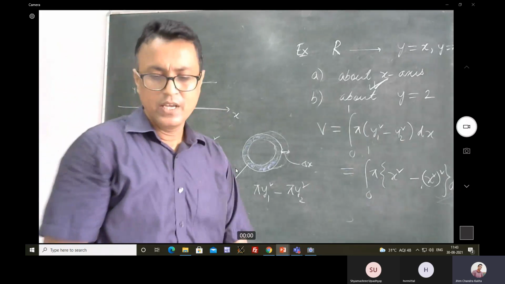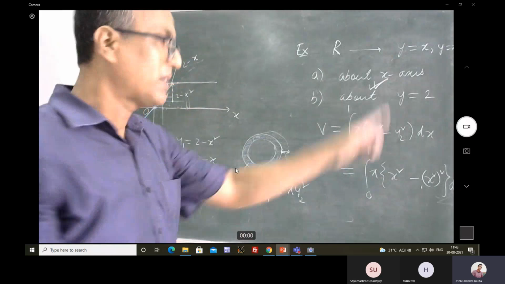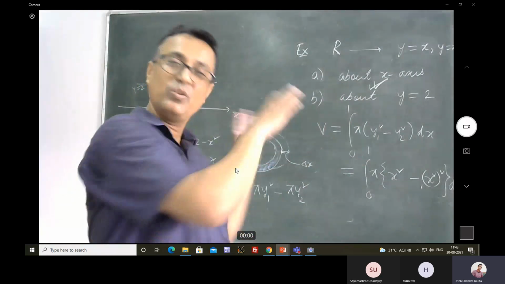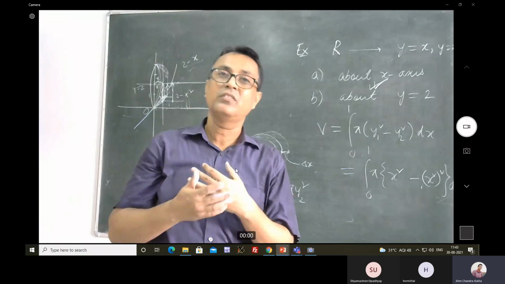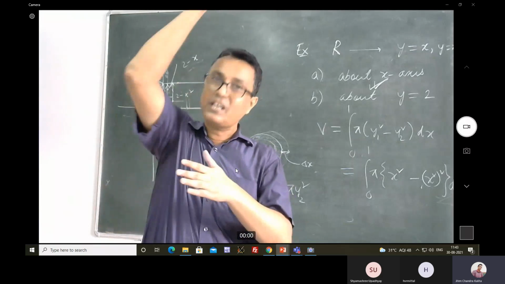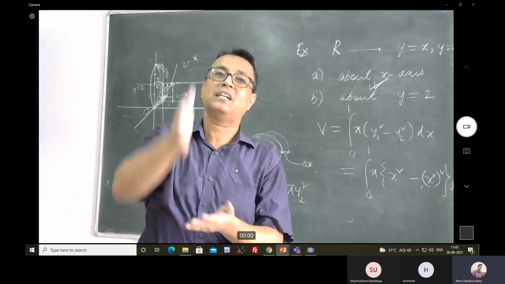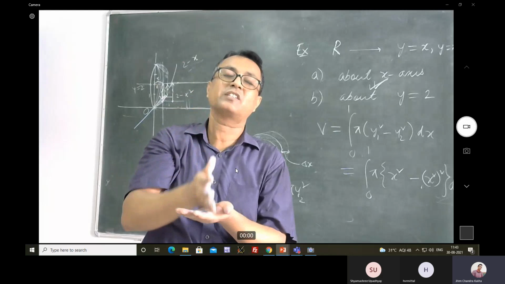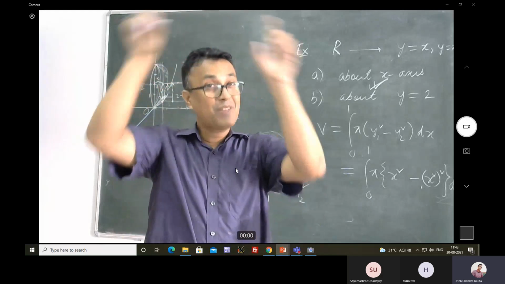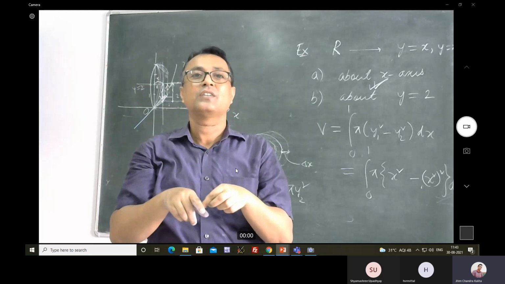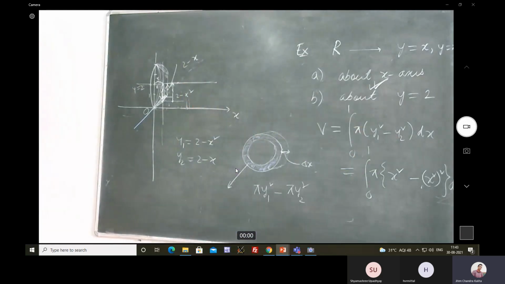desired result. Now in my slide, I'm going to show you how you can generalize this kind of situation. Whenever you have a situation where the cross section by a plane perpendicular to the x-axis is some kind of a washer shape, then what happens?